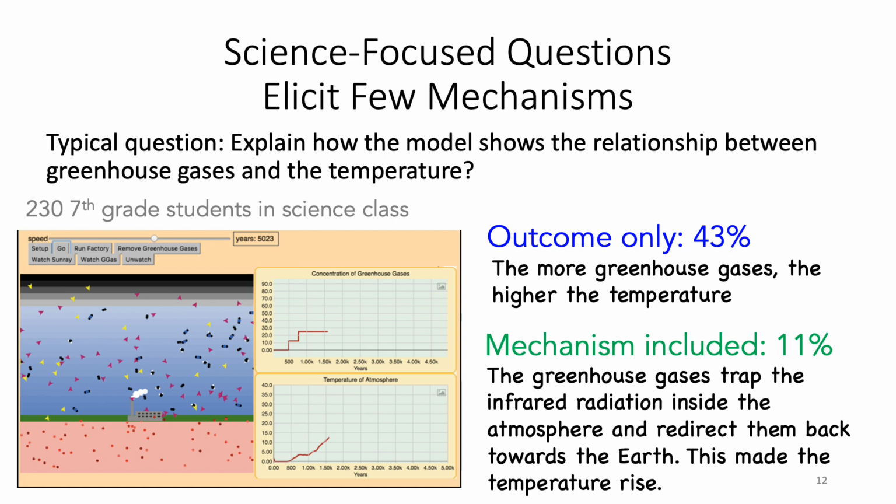A typical science question about this climate simulation would ask about the relationship between two variables in the model, like the greenhouse gases and the temperature. The answer, the more greenhouse gases, the higher the temperature, explains the outcome. An answer with mechanisms would explain the greenhouse gases trap the infrared radiation inside the atmosphere and redirect them back towards the Earth. This makes the temperature rise. With this typical question, only 11% of answers included mechanisms.